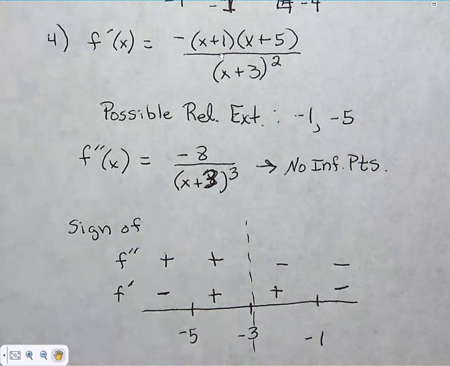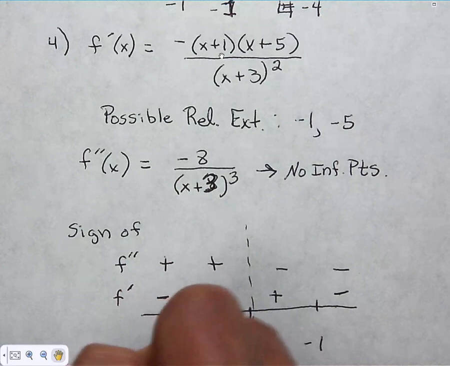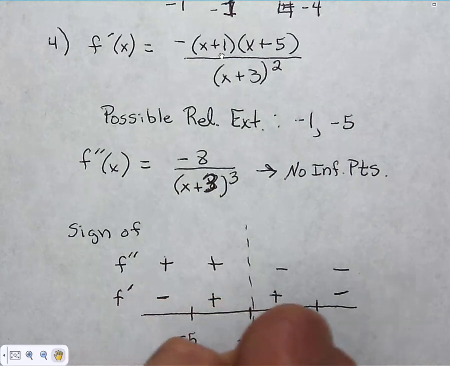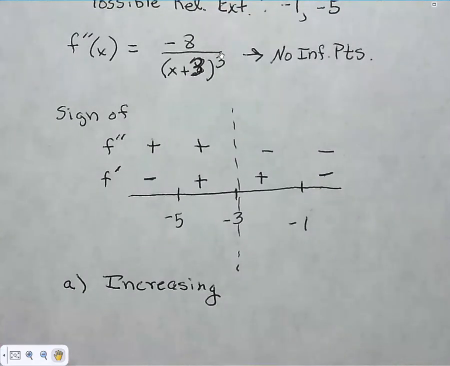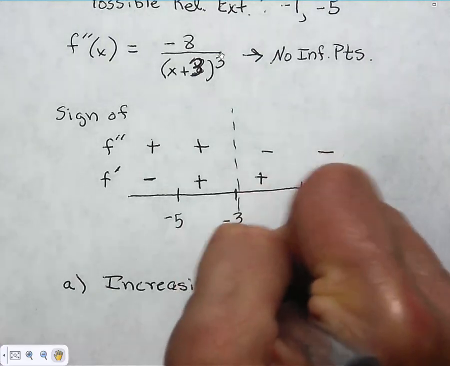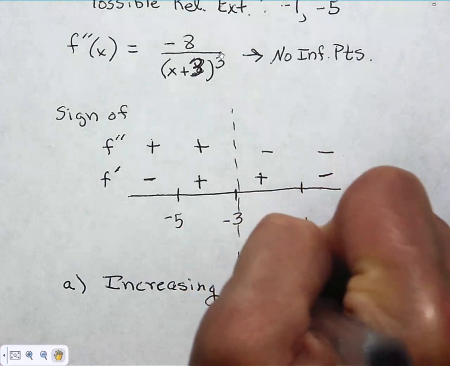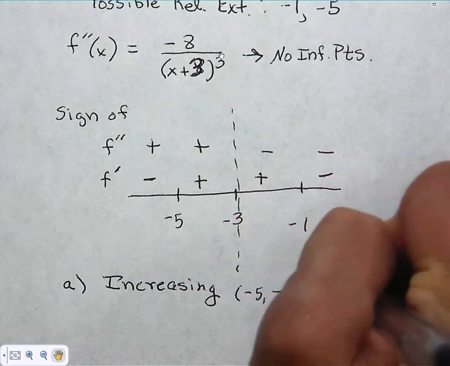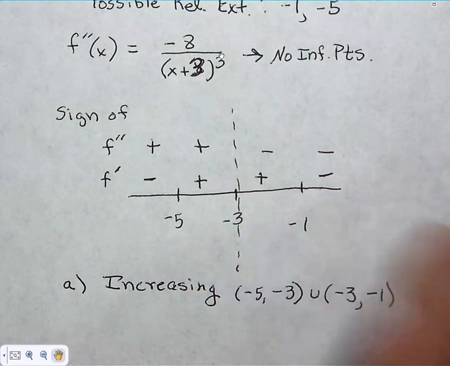So I'm ready for my alphabet. This function is increasing where? Can I say solid -5 to -1? No, because it's split up by that vertical asymptote. I have to say -5 to -3, and then from -3 to -1.